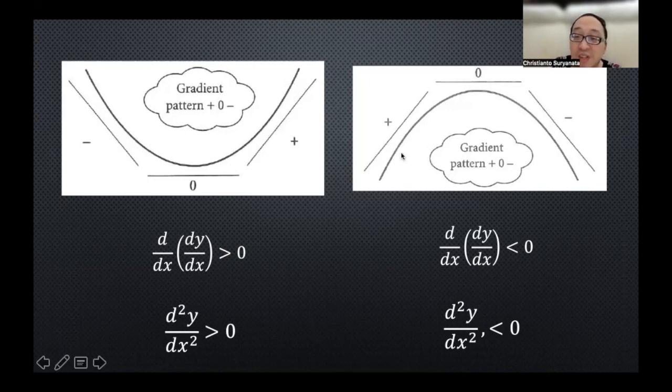And if the change of the gradient is from positive to 0 until negative, so the gradient is decreasing, from positive to negative, then the gradient change is decreasing. That means the change of the gradient is smaller than 0, since decreasing is smaller than 0. So the second derivative is smaller than 0, and we have the maximum point.